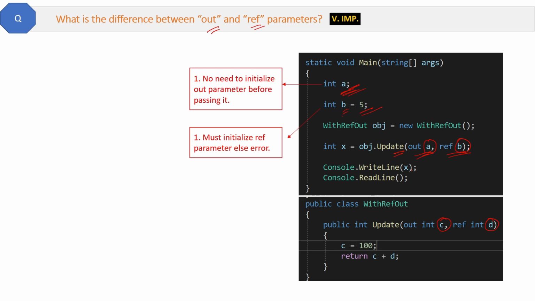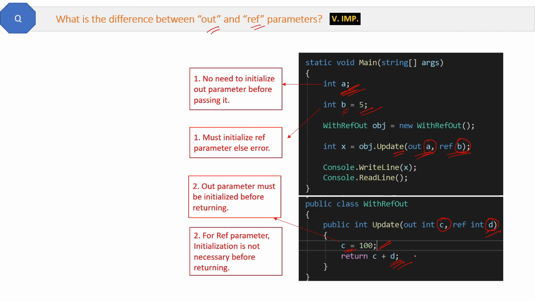Second difference is, out parameter C must be initialized before returning. See, I set the value of out parameter C equal to 100 here. If you do not initialize it, then you will get a compiler error here for the out parameter. But for ref parameter D, initialization or assigning a value is not mandatory before returning. You can assign or not assign, it's up to you. So these are the two differences between ref and out parameter.